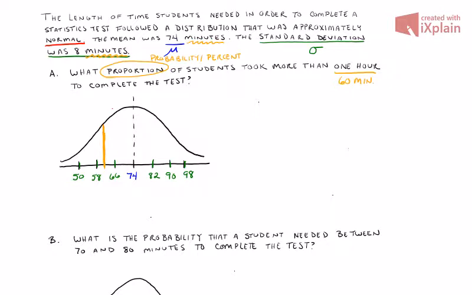So from here, what we're gonna go ahead and do is, because it's saying more than, I'm gonna wanna shade everything to the right. The reason being is, again, if you train your gaze to all the values on the horizontal axis, these values that we see here, they are all greater than 60 minutes.